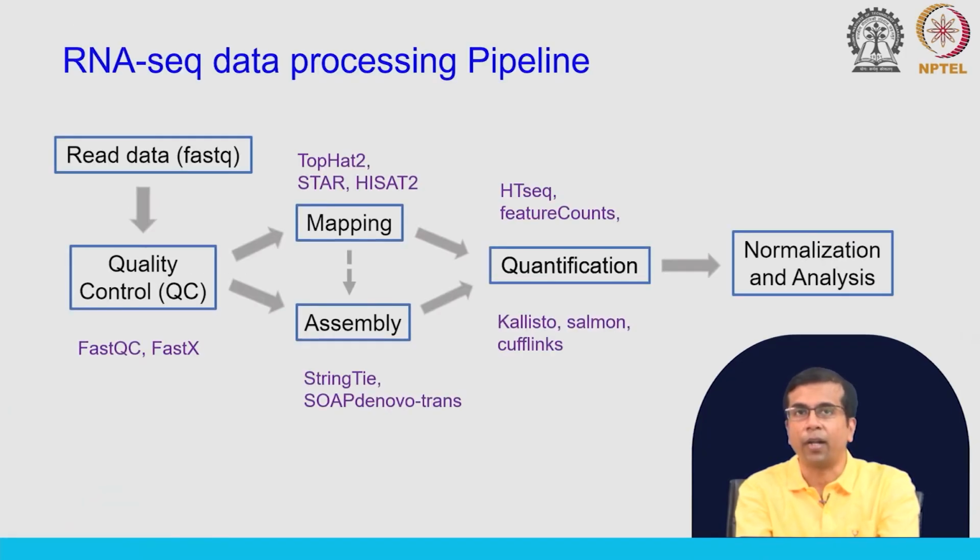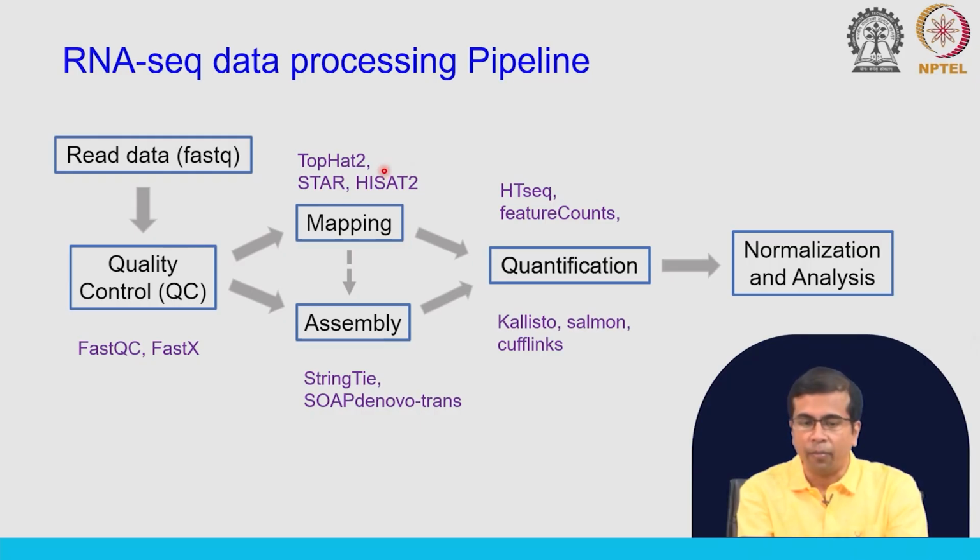Now, going back to the RNA sequencing data processing pipeline, we have seen this pipeline before. We start with the read data, which is usually in FASTQ format if you are working with Illumina data especially. Then we do quality control, a common step that we have also done for variant analysis. Then we have the mapping step, which leads to read mapping against a reference sequence. We have mentioned three methods and discussed STAR and HISAT2, and we discussed HISAT2 in much more detail in the last class.